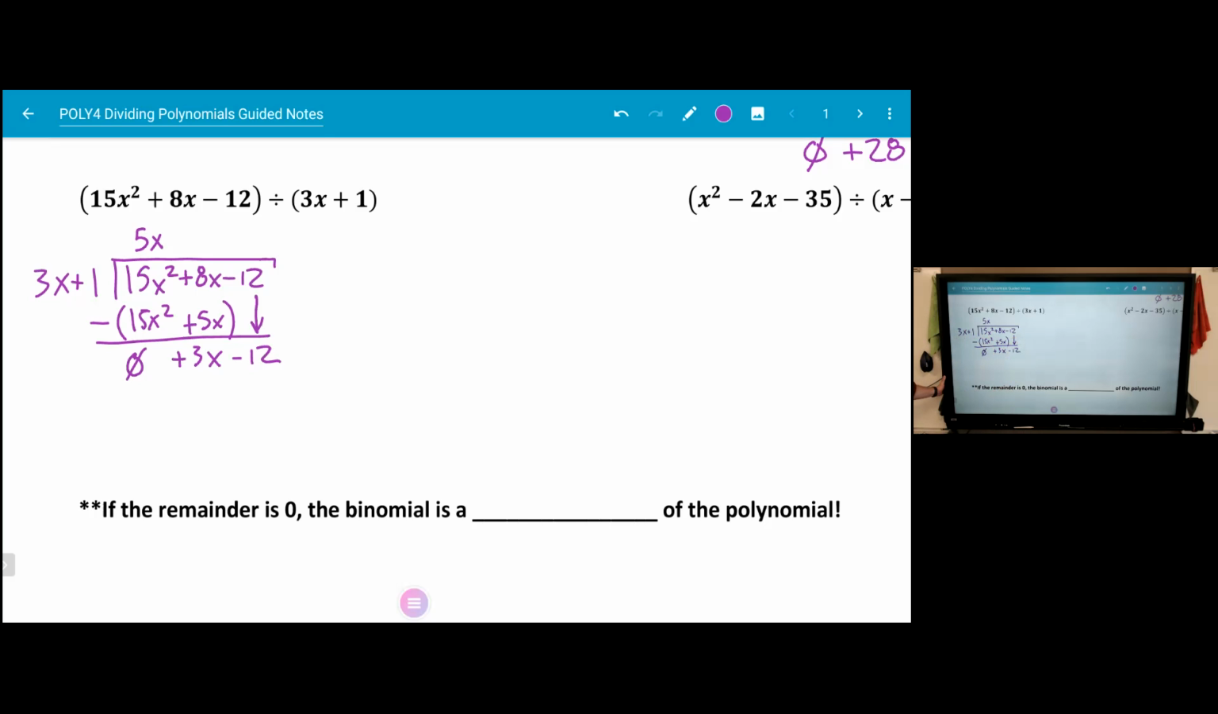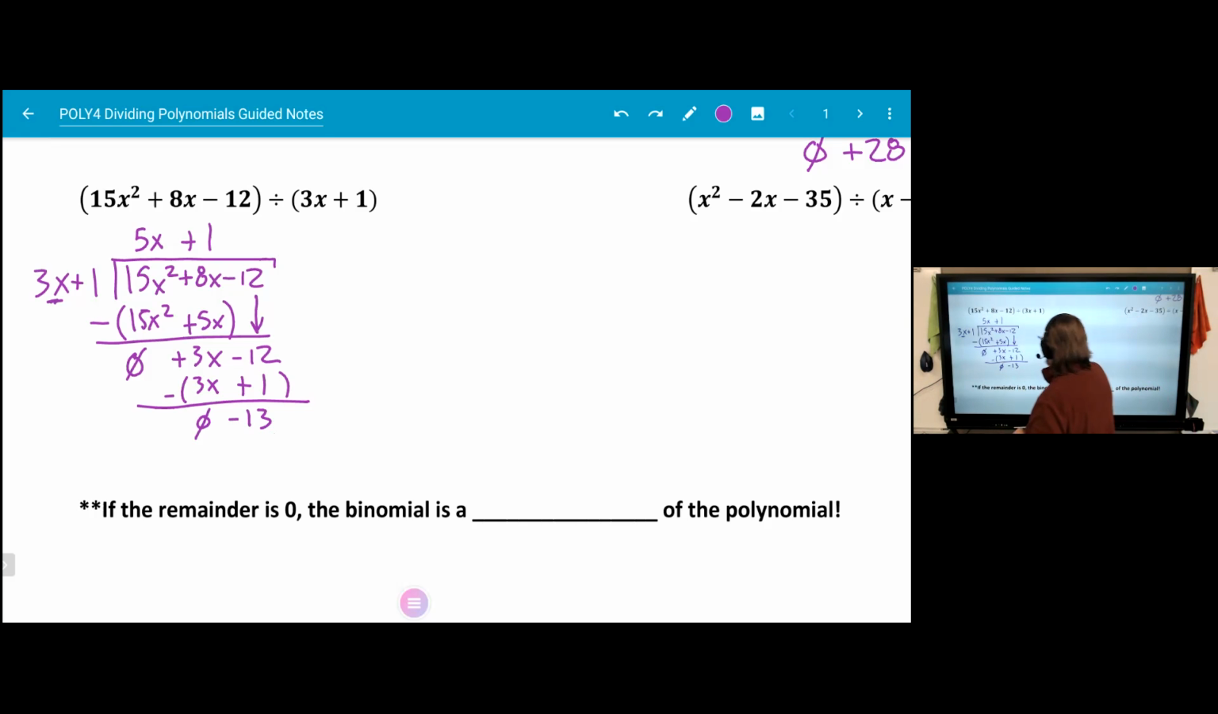Then I say, self, how many times does 3x go into 3x? And that'd be 1. It goes in 1 time. So let's do our subtraction again. 1 times 3x is 3x. 1 times 1 is 1. And I'm going to subtract. Well, 3x minus 3x is 0. -12 minus 1 is -13. Because this has an x and this doesn't, I'm done. I can't go any further with this.